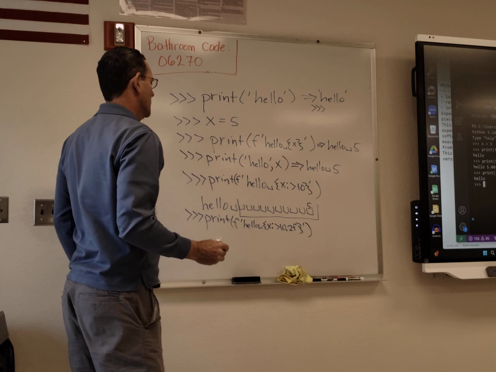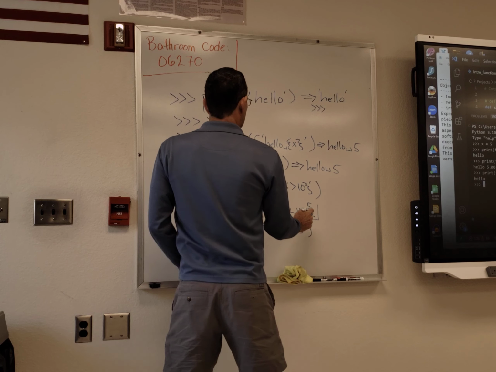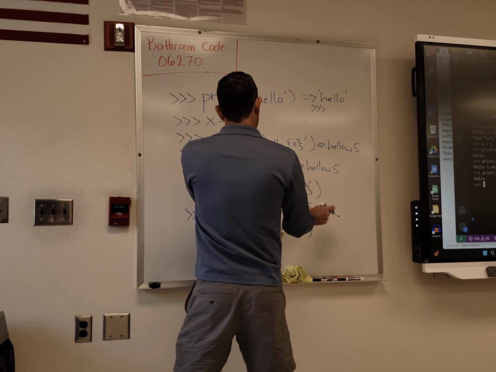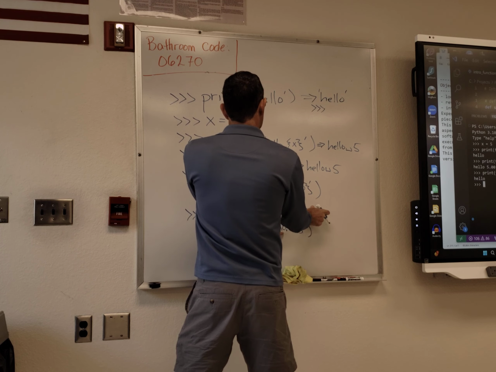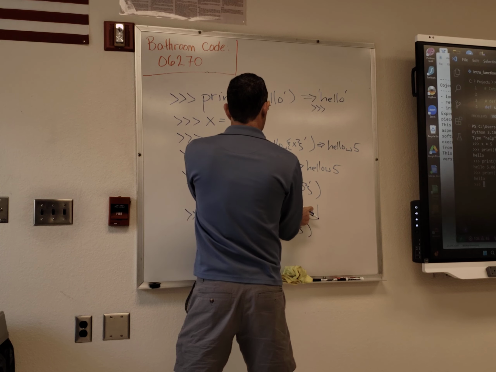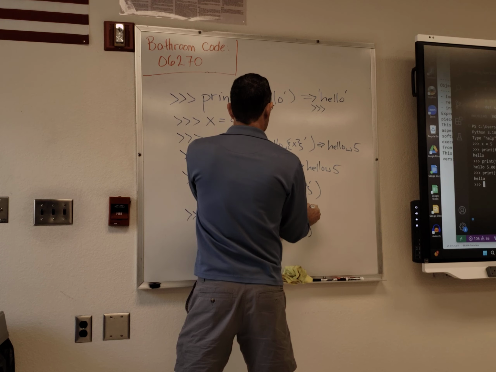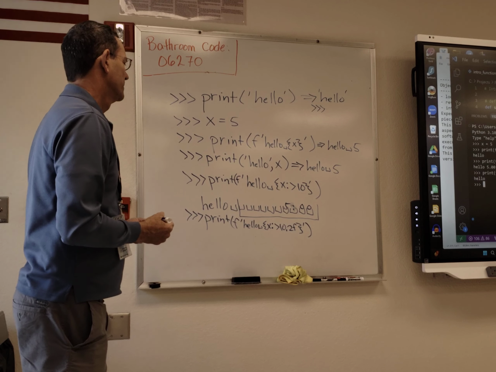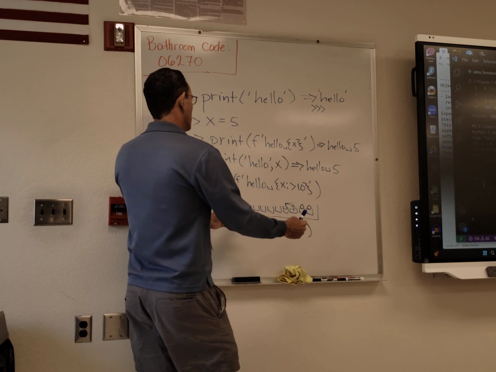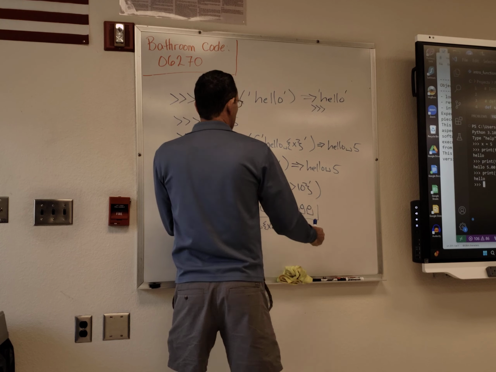Okay, so what this one does, I'm just going to write it over here. It prints, and it's still 10 spaces, but it prints, oops, it should be actually right here, 5.00. So it's printing 5 out, right justified within 10 spaces with 2 decimal places.